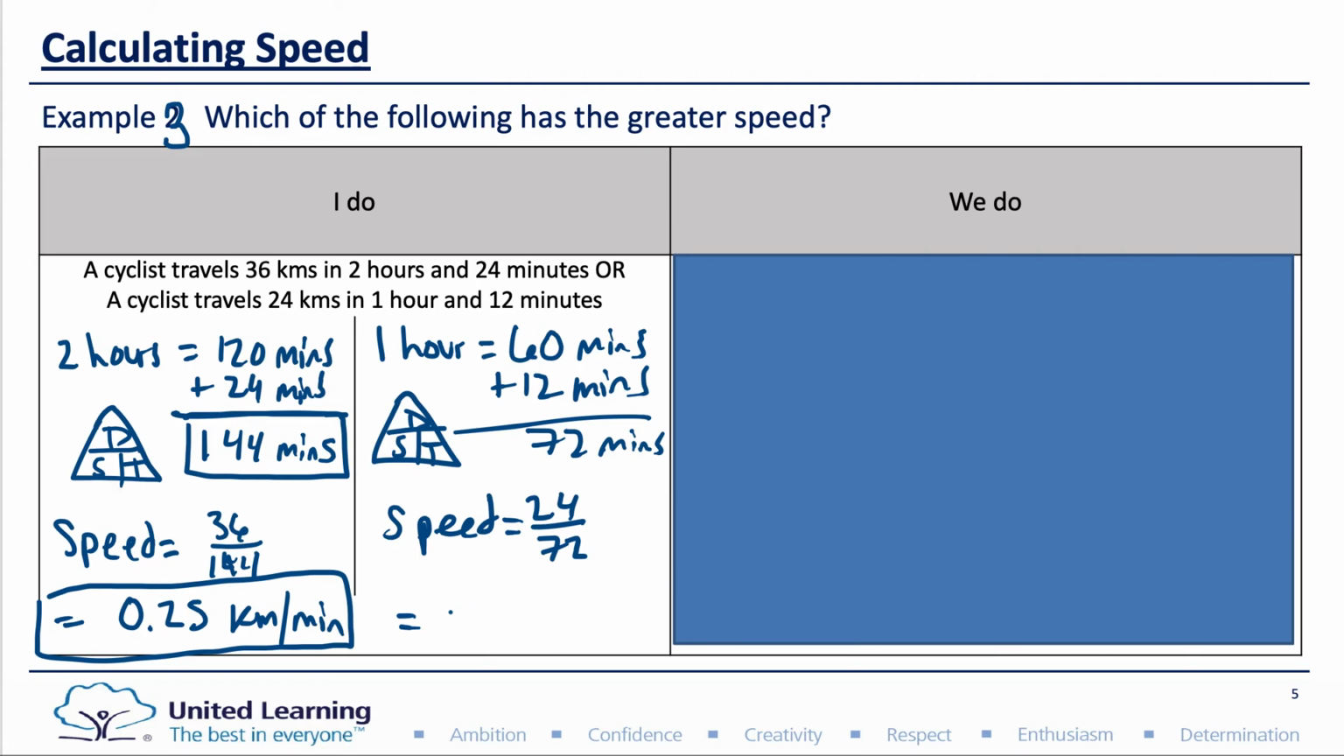That's not very pretty, but what it does tell us is that this cyclist traveled the greater speed. This one was faster. Not by a whole lot, it looks like, but again, over a longer distance of time, he would definitely pull ahead for sure.